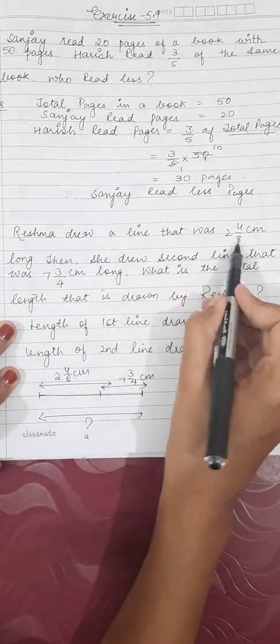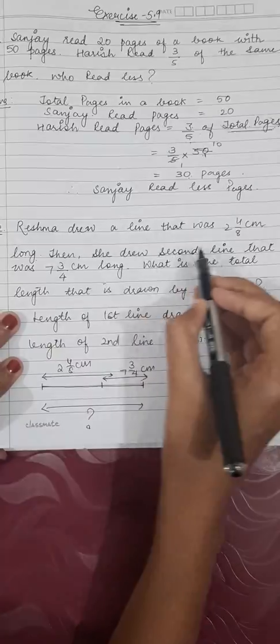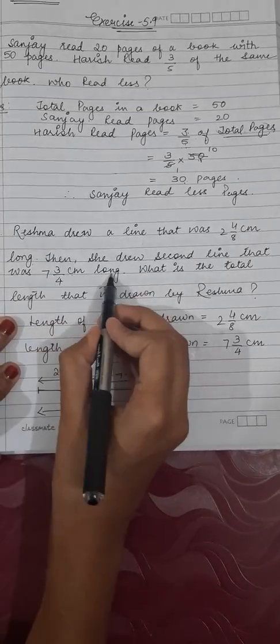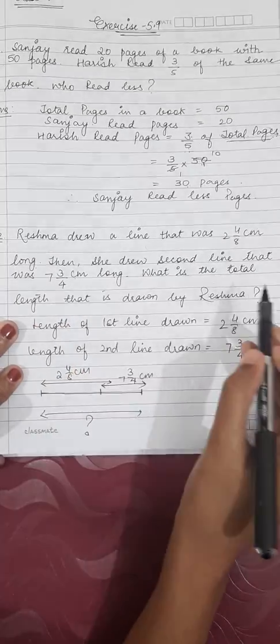Let's move to the next. Reshma drew a line that was 2 4 by 8 centimeters long. Then she drew the second line that was 7 3 by 4 centimeters long. What is the total length that is drawn by Reshma?